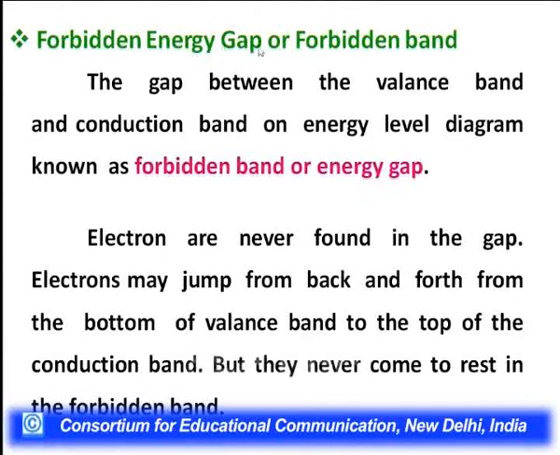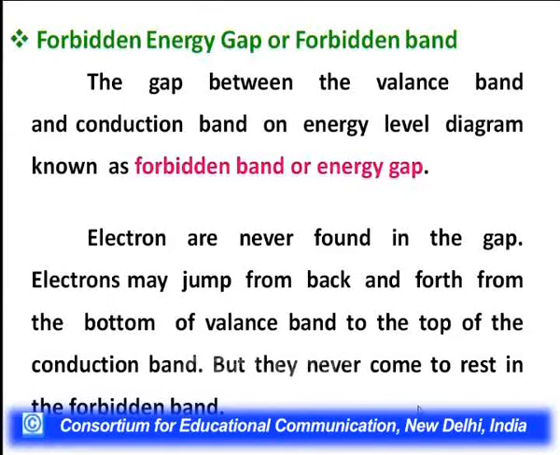Next is the forbidden energy gap, or forbidden band, which defines the three types of materials. It is where we determine whether a material is a semiconductor, an insulator or a conductor. Then what is the forbidden energy gap, or forbidden band? The gap between the valence band and the conduction band on the energy level diagram is known as the forbidden band or the energy gap. Electrons are never found in the gap. It means electrons will be present in the valence band or in the conduction band, but not in the forbidden band.